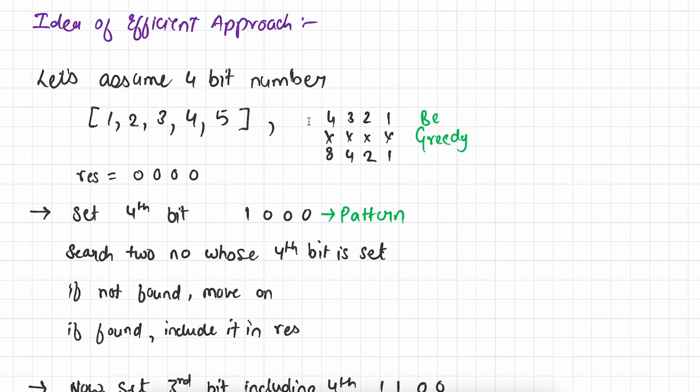Although in Java, integers are stored in a 32-bit representation, just for the sake of simplicity, I am assuming that we have only 4-bit numbers. And we have this array of 5 elements: 1, 2, 3, 4, 5. This is the binary representation of a number that shows the value of each bit. This is the position of each bit: first, second, third, fourth, and these are the values of each bit: 1, 2, 4 and 8.